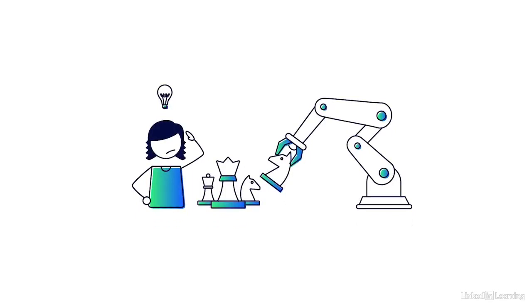I'm sure you've heard of the AI programs that beat expert human players in board games like Go and chess. Well, reinforcement learning is behind that.